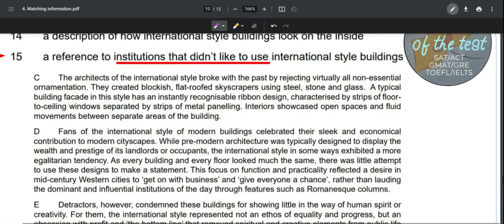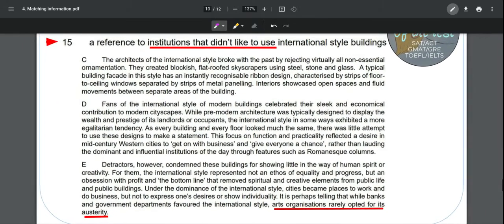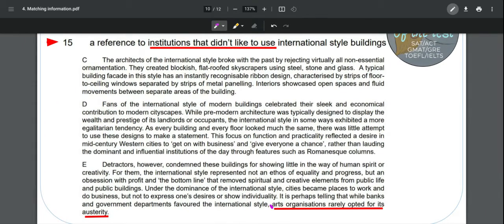Okay, then we go to the next one. A reference to institutions that didn't like to use international style buildings, and that is over here. We have art organizations rarely opt for its austerity, so the institutions will match to the art organizations, and the didn't like to use will match to rarely opted for austerity. Remember to match definitions and be very careful with the negative. So didn't like to use is basically the definition of rarely, right? Rarely means almost never, which is basically the same thing as not liking to use it. Well, I say the same thing, but I know it's not exactly the same, but they are matching.